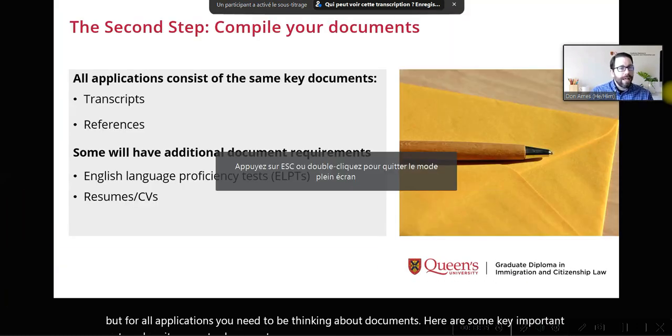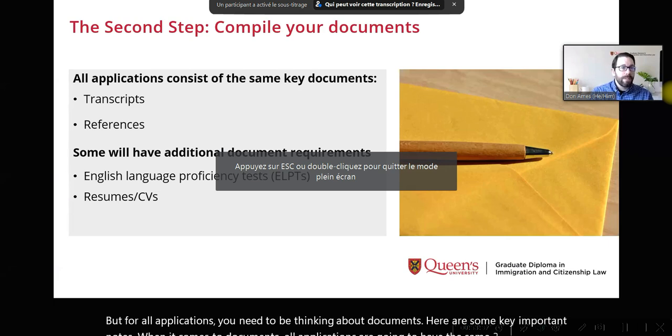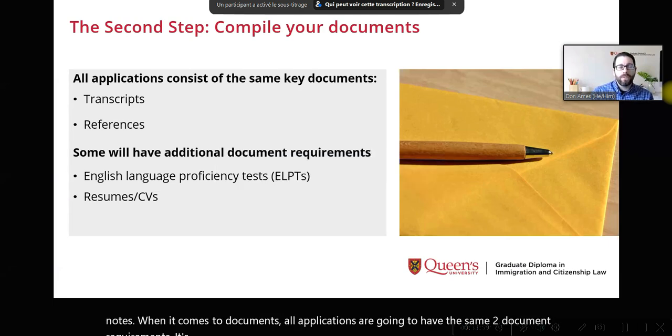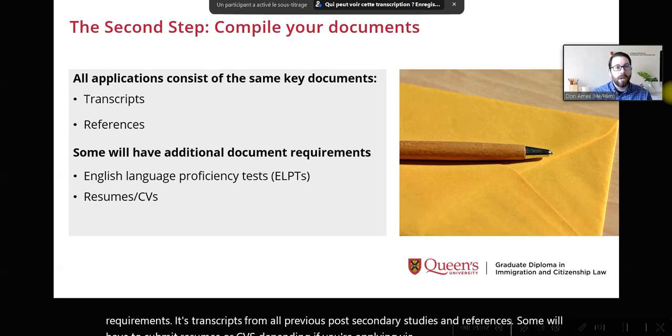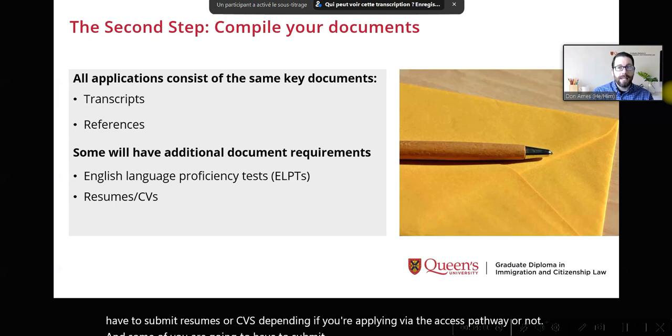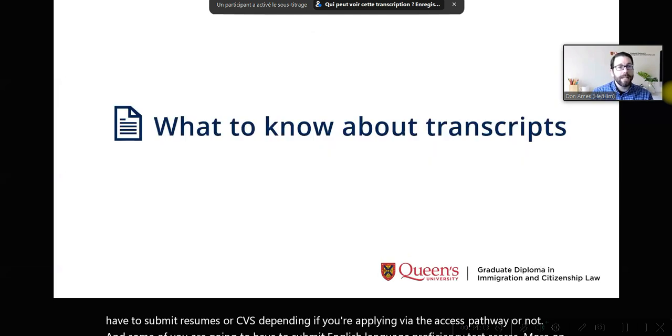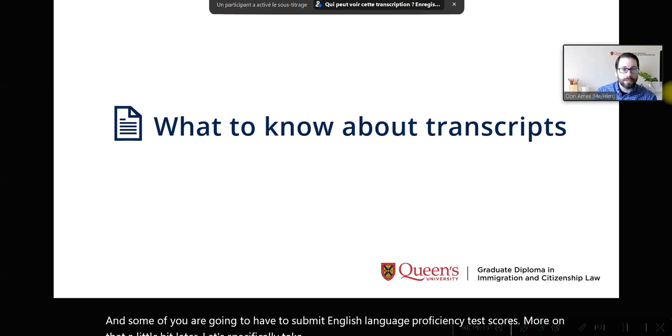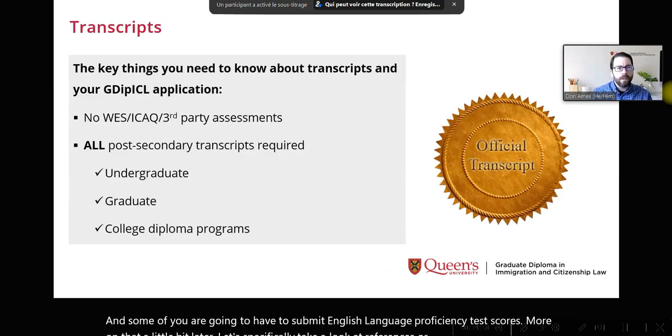All applications are going to have the same 2 document requirements. It's transcripts from all previous post-secondary studies and references. Some will have to submit resumes or CVs, depending if you're applying via the access pathway or not. And some of you are going to have to submit English language proficiency test scores. More on that a little bit later. Let's specifically take a look at references or transcripts, though.